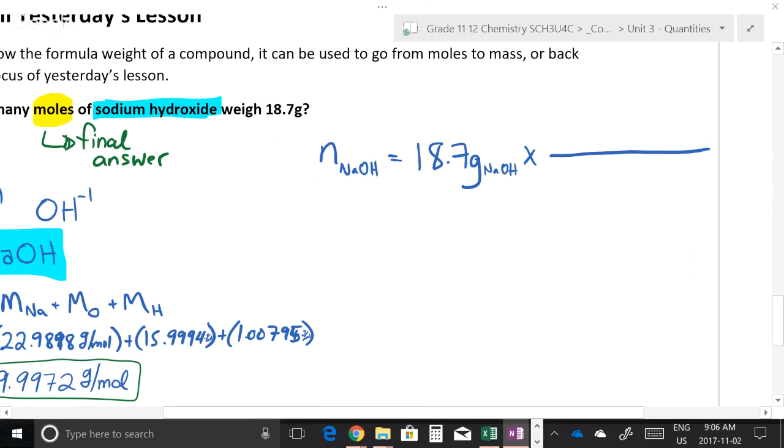And what do I want as an answer? I don't want grams. I want moles. So I'm going to say moles of sodium hydroxide. And how am I going to cancel grams of sodium hydroxide? Grams has got to go on the bottom. And now, luckily, we've just found out how many grams are in a mole of sodium hydroxide, right?